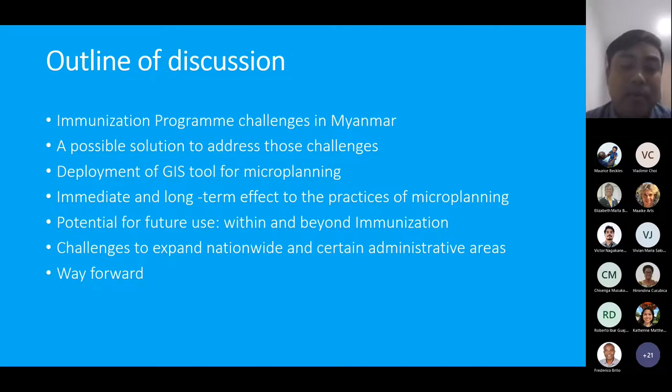Here, we will not discuss the long outcome process in detail, but at least what were the immediate and long-term impacts on the microplanning processes in the country, and what were the potentials for future use and application within the immunization system and beyond, to the overall health system.